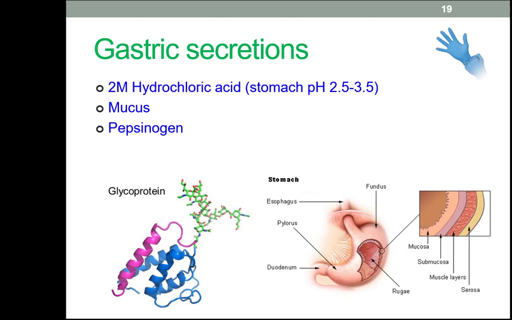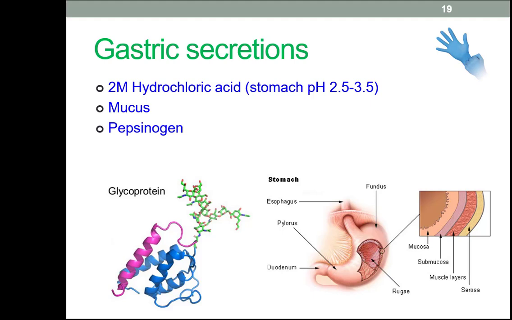So, gastric secretions. When your body is ready for the digestion of food, such as typically when you're expecting a meal, the stomach secretes 2 molar hydrochloric acid. If you're using this in the lab, you'll certainly be wearing protective gloves. HCl activates the enzyme pepsin, and also has a role in sterilizing food.